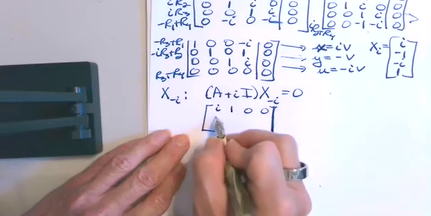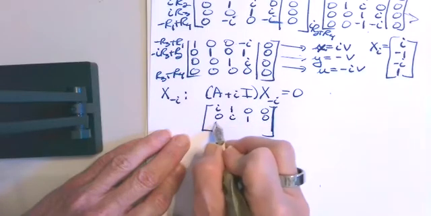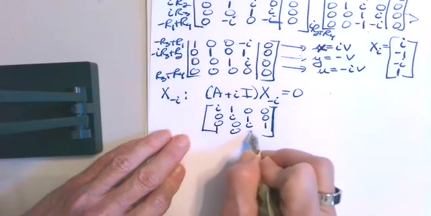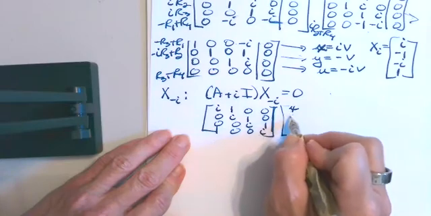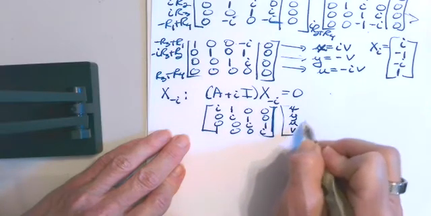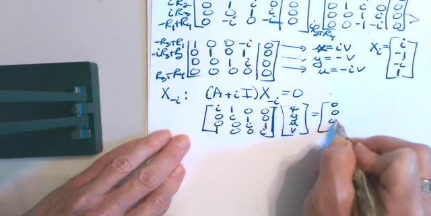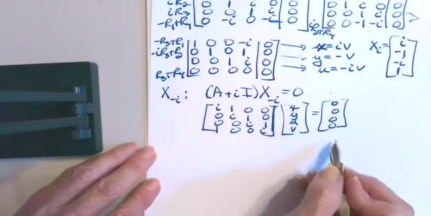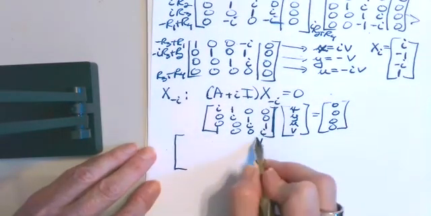Okay. Then I'll get 0, i, 1, 0, 0, 0, i, 1, 1, 0, 0, i. We'll call the same letters x, y, u, v. And that has to be equal to 0, 0, 0, 0. Okay, and now that gives me 4 equations and 4 unknowns, which I make into a big matrix to solve.